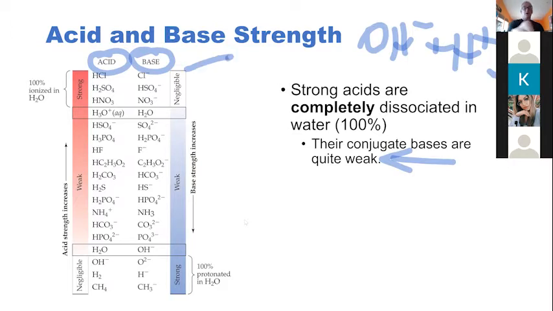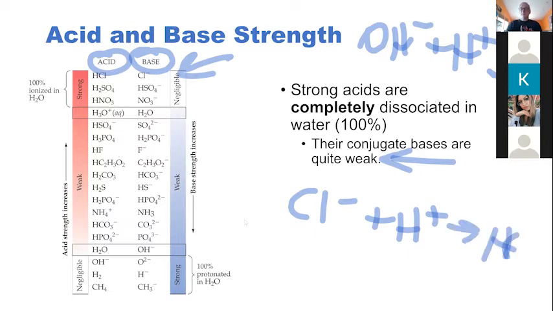When chloride ion comes across a proton, nothing happens, right? Because HCl is a strong acid. This reaction does not go backwards. It's a strong acid, so that reaction doesn't go backwards. So that means chloride ion is a very weak base. It does not accept protons. It's not a strong base. So a strong acid will have a weak conjugate base.